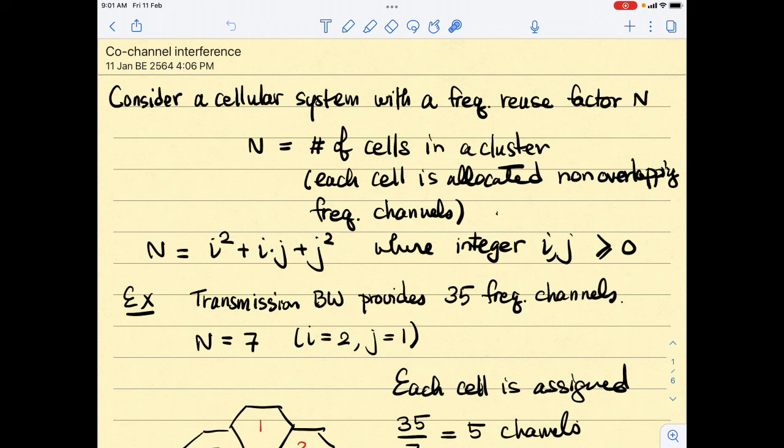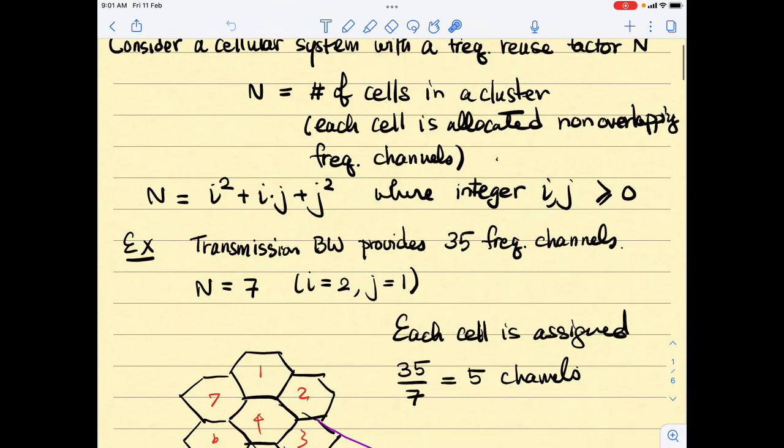In other words, every N cells, we're going to repeat the frequencies, or reuse the frequency. So where does N come from? We can determine N from this: N is equal to i squared plus i multiplied by j plus j squared. Remember, i and j have to be integers greater than or equal to 0. This formula comes from the assumption that the cells are hexagons.